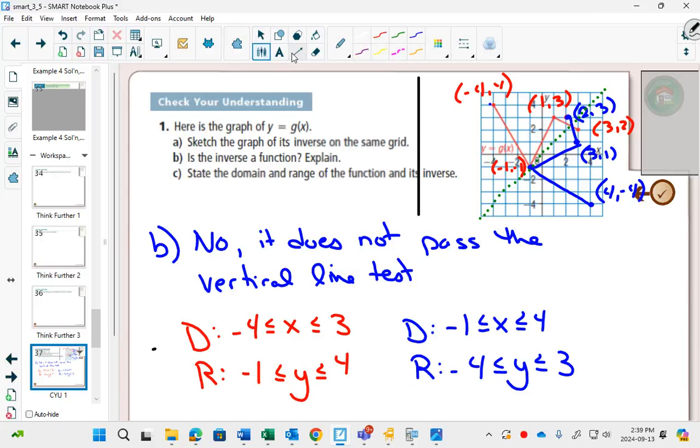All right, questions for practice you can circle 4 and 9.